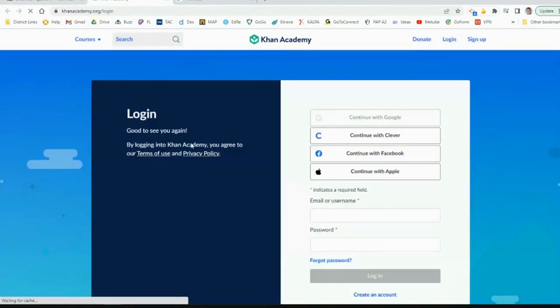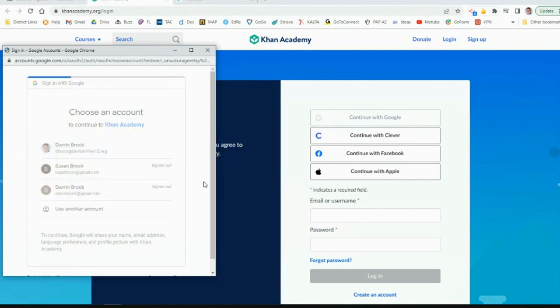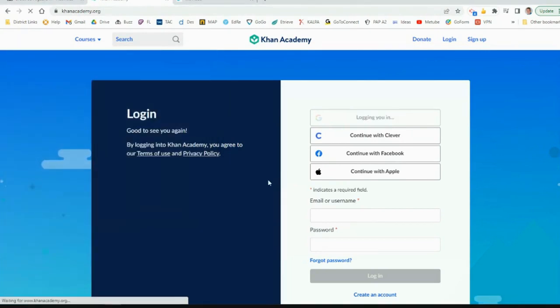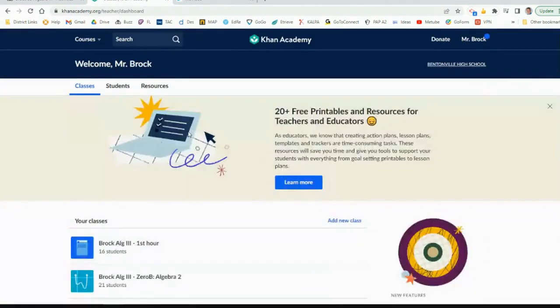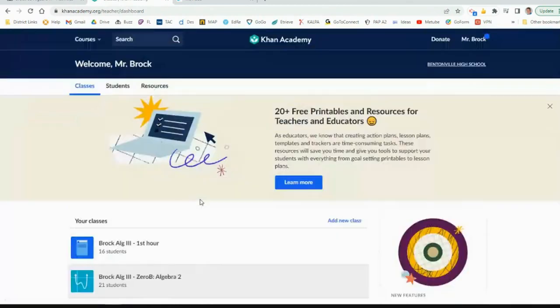So let's open that up and see what that looks like. Here's the login screen. You need to use your school Google account. Click Continue with Google, choose your school Google account, and it will log you in. Mine is the teacher account, so mine will look a little different. It shows my classes that are using this. 0B in first hour, no, that needs to be corrected. That's an Algebra 3 class as well.